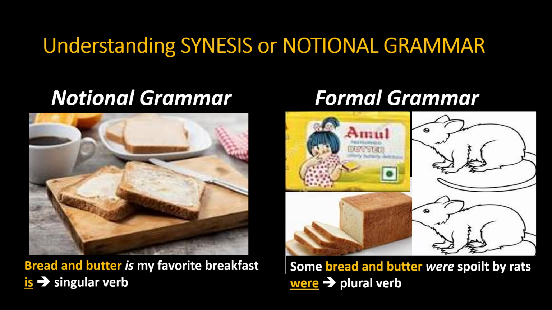So bread and butter together, butter on the top of bread, single item. Here, bread as a separate item, butter as a separate item, maybe spoiled on different days, maybe kept in different places and spoiled by different rats. So here we regard it as two different items, and here we regard it as one single item.